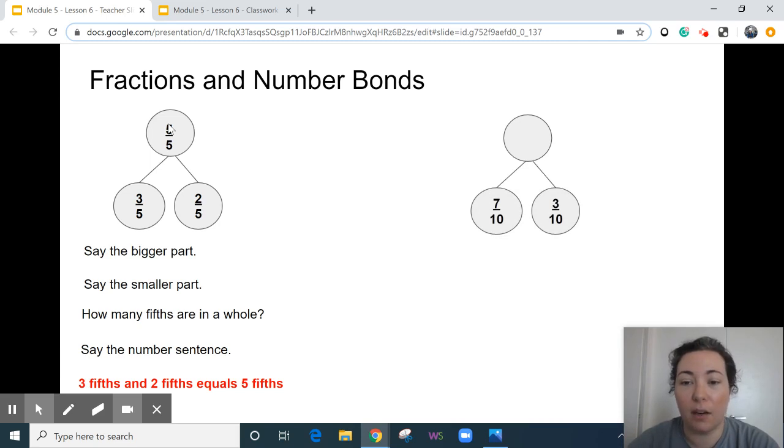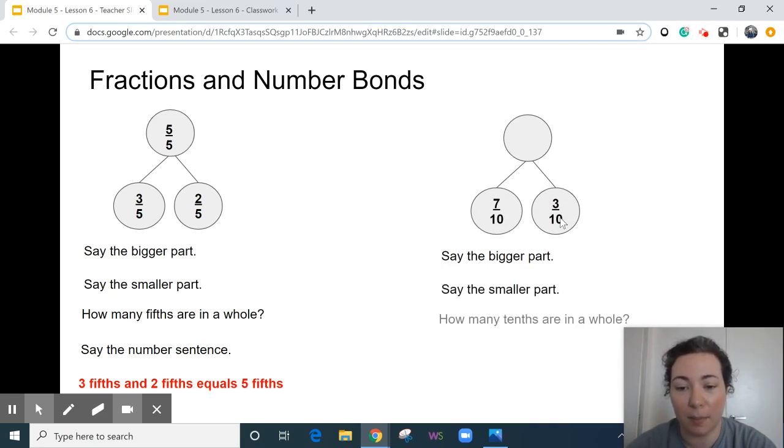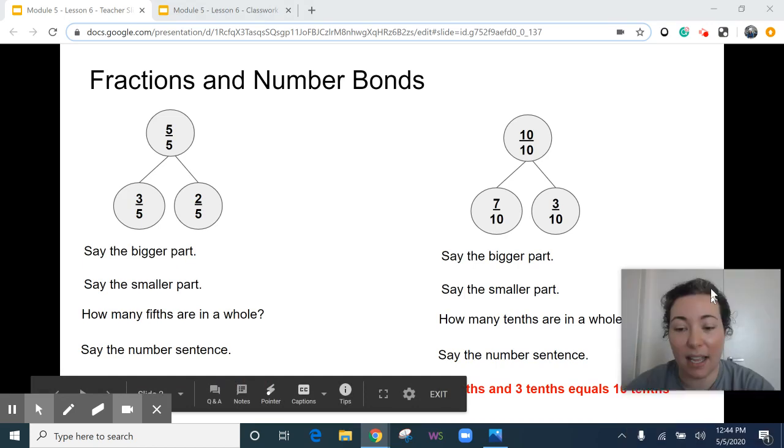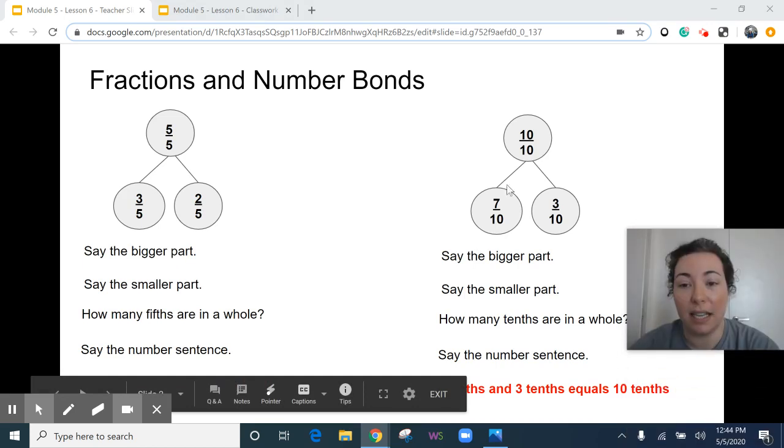All right, now over here, again, we've got our whole and then our 2 parts. So 7/10 is our bigger part. 3/10 is our smaller part. How many tenths are there in a whole? Do you know? 10/10 gives us a whole. When the numerator and the denominator are the same number, that means you have one whole. So the number sentence would be 7/10 and 3/10 equals 10/10.